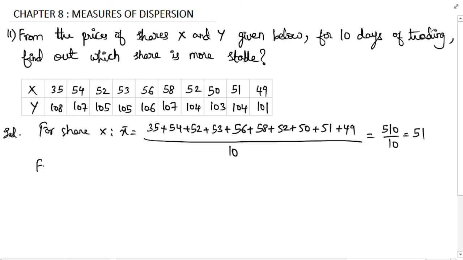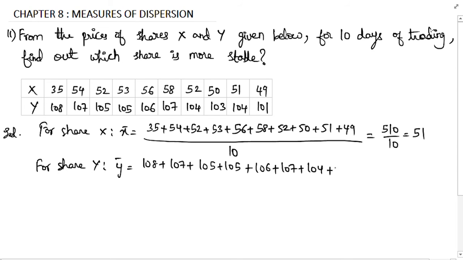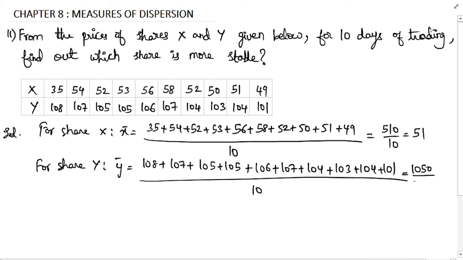Okay, then for share y, that is y bar is equal to 108 plus 107 plus 105 plus 105 again plus 106 plus 107 plus 104 plus 103 plus 104 plus 101 divided by 10. Okay, so this is equal to 1050 divided by 10, which is equal to 105.